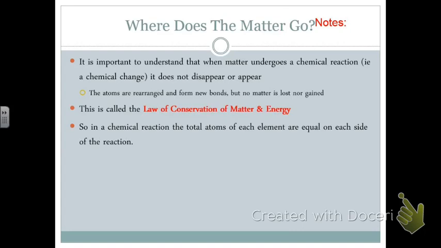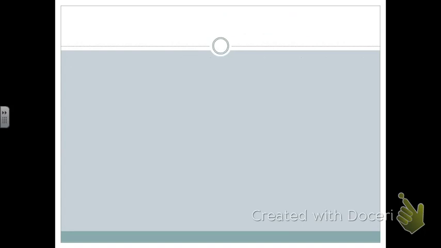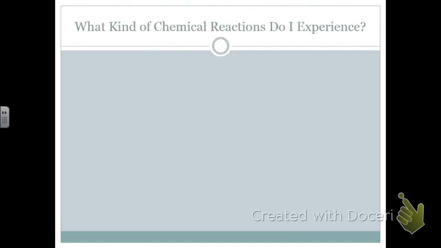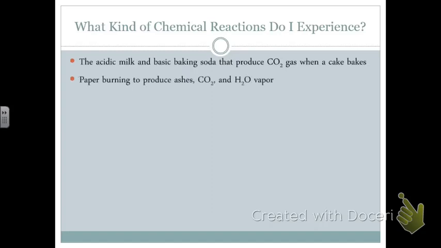If you think about a mathematical equation, the total number of atoms on each side of the equation has to be equal. And in chemistry, when we write an equation, we write it with an arrow, and that arrow represents an equal sign. Now, we see chemical reactions all the time, and we may not realize it. And we've talked about some of these.